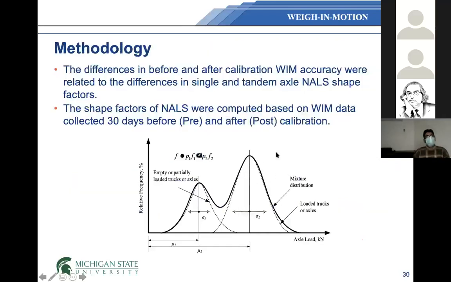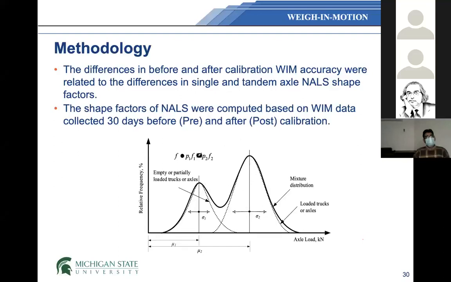Now, most of you who deal with pavements will know, when we look at the gross vehicle weight or the axle load, I hope everybody understands what an axle load spectra is. It is simply a distribution of load, and this is the frequency. If you look at the tandem axles, typically this shape is called a bimodal shape. Typically you will get two peaks. One is because of the empty vehicles and the other is because of the loaded vehicles. So we typically get two peaks and we call it bimodal.